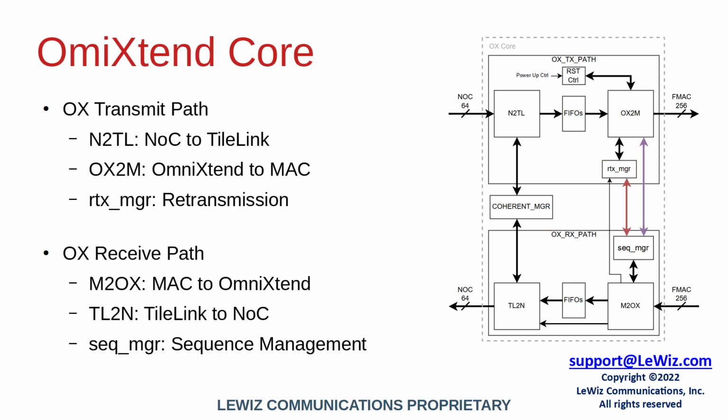In the OX core's receiving path, the M-to-OX submodule retrieves received frames from the LMAC and extracts the contained TileLink messages. The TL-to-N submodule then converts these messages back to NOC format for the CPU. The sequence manager tracks the local and remote sequence numbers to ensure all frames are received in order.